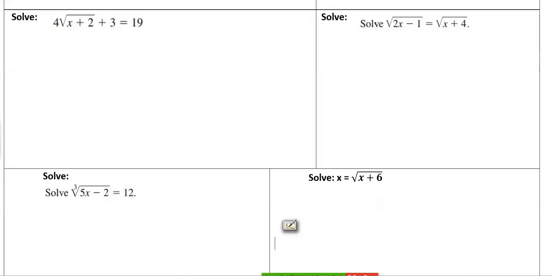This is part 2 of solving equations with a radical. Radical equations, yes, that's right. We're solving radical equations.